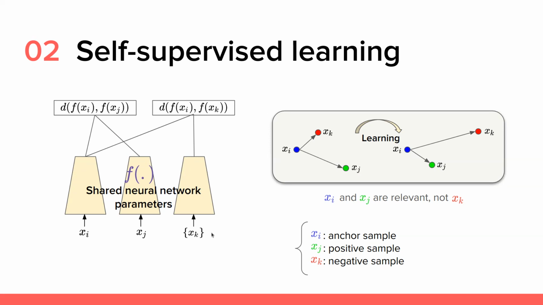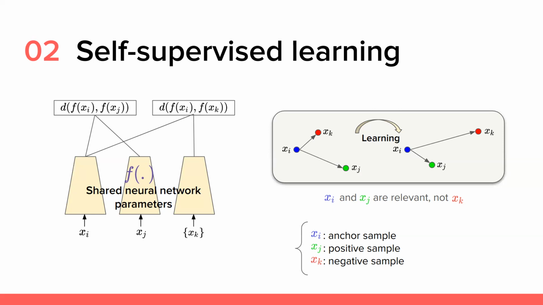We feed these inputs to the neural network model, and the model outputs the embeddings corresponding to these inputs. So corresponding to xi, you get f(xi), and then f(xj) and f(xk). These are the embeddings corresponding to the inputs xi, xj, and xk. And then you also compute the distances between these output embeddings. The purpose of self-supervised learning is that you want to preserve the similarity in the input space and in the latent space.